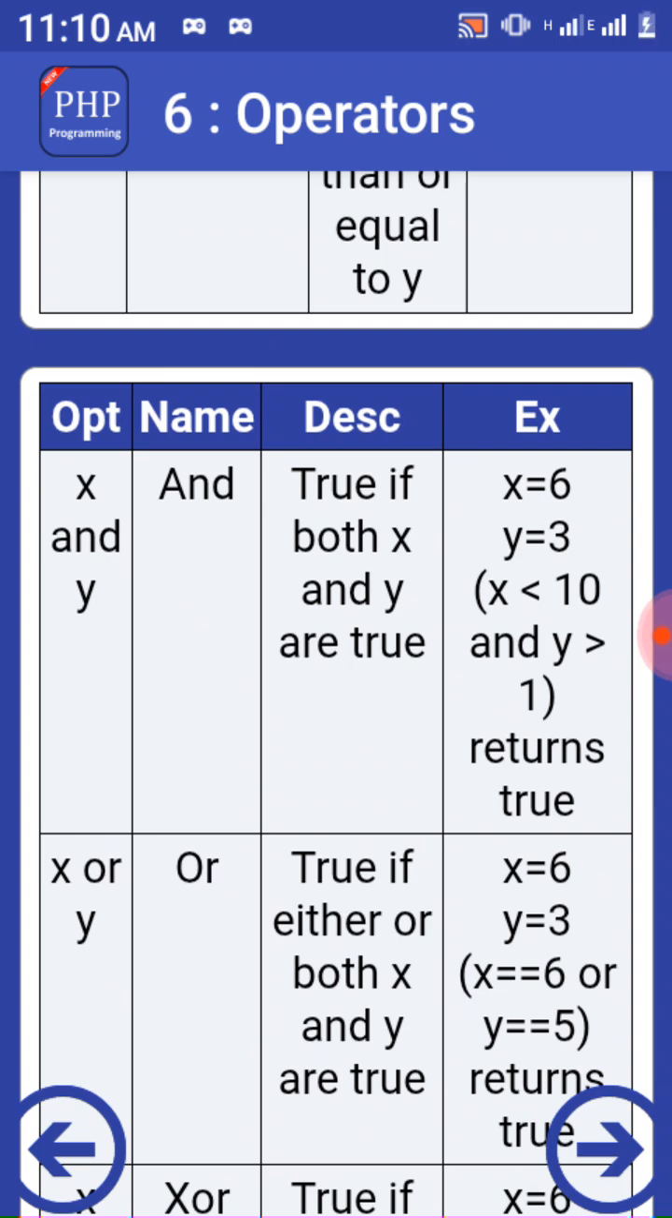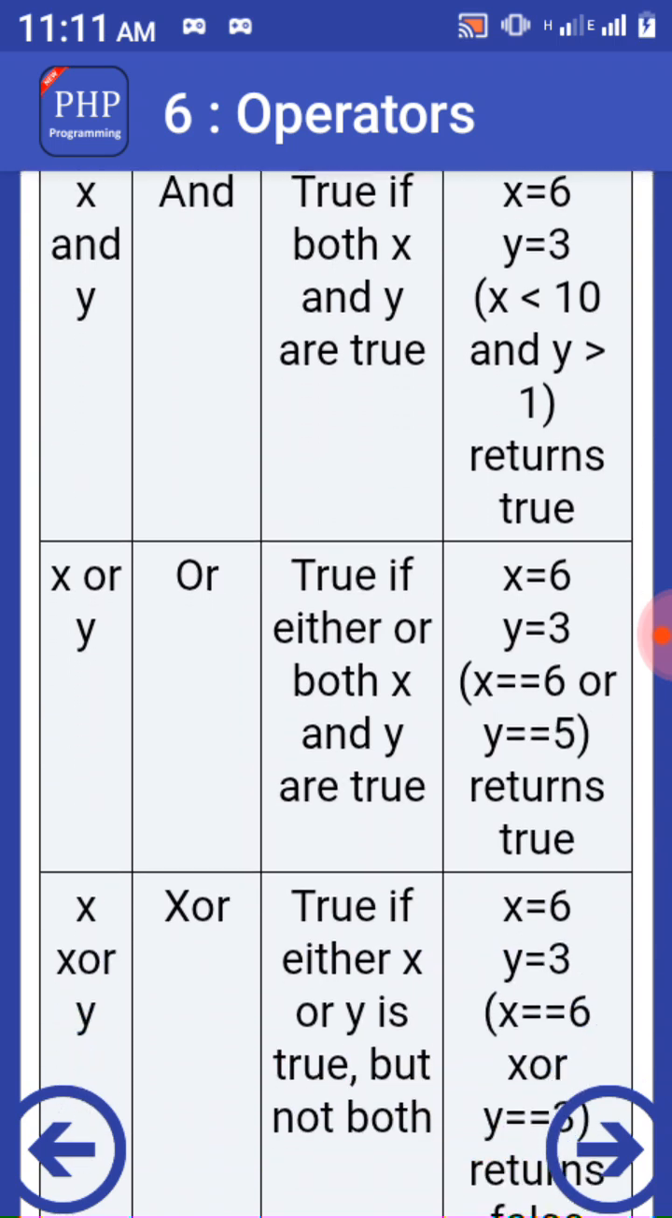For example, X equals 6, Y is equal to 3. X less than 10 and Y greater than 1 returns true. Yes, X is less than 10, since 6 is less than 10, and Y is greater than 1, since Y equals 3, which is greater than 1. This returns true. X or Y is true if either X or both X and Y are true.